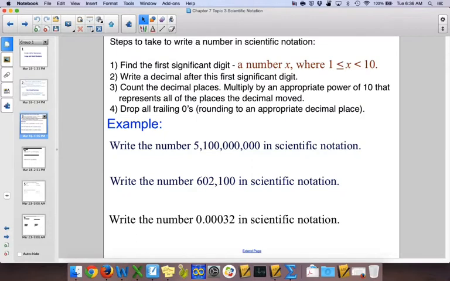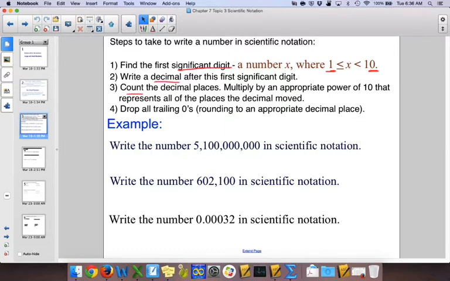So the steps for writing in scientific notation are, it says here, first find the first significant digit. And all a significant digit is a number where it is between 1 and 10. So it can be 1, it can be anywhere between 1 and 10, it can't be 10. So it's between 1 and 10. And then you write a decimal after this first digit, so you just write a decimal point.